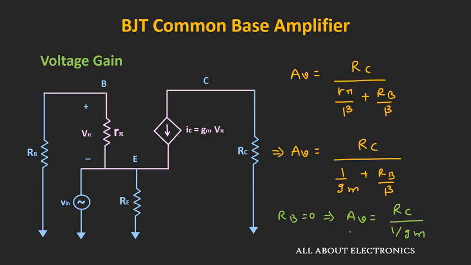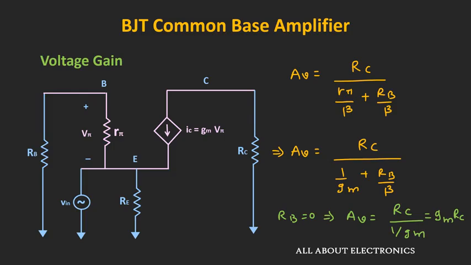And here, if this base resistor RB is 0, in that case this voltage gain is the same as the common emitter amplifier, that is equal to Gm times RC. But because of this base resistor, the voltage gain reduces. So at a later part of the video, we will see how we can nullify the effect of this base resistor and how we can improve the voltage gain.